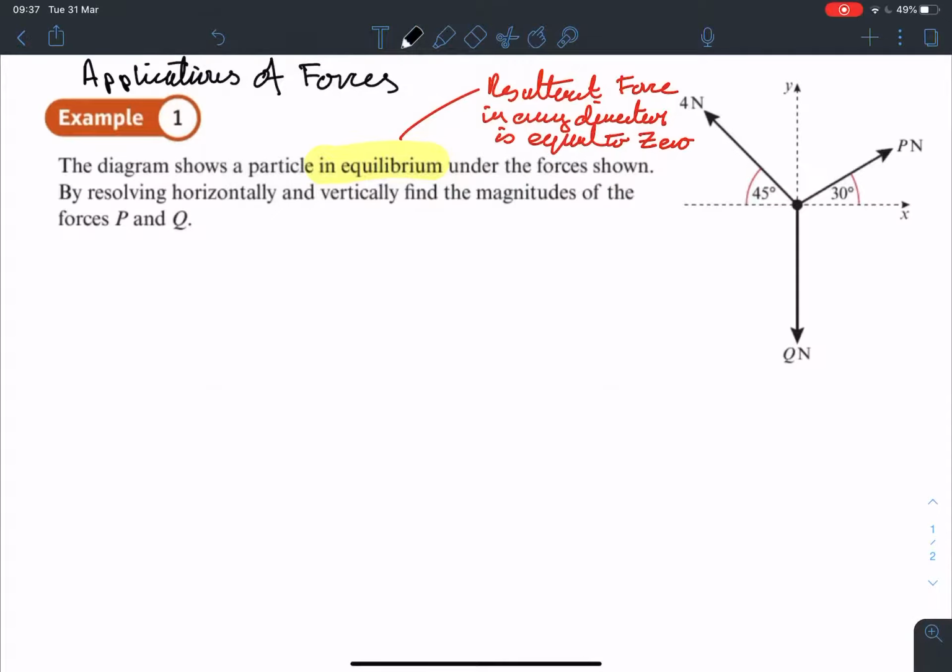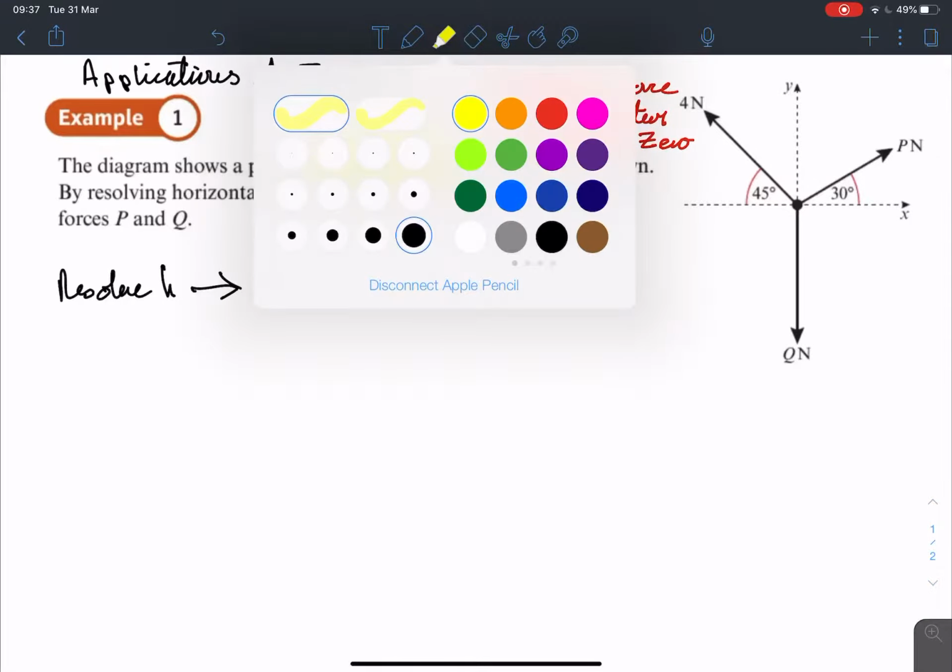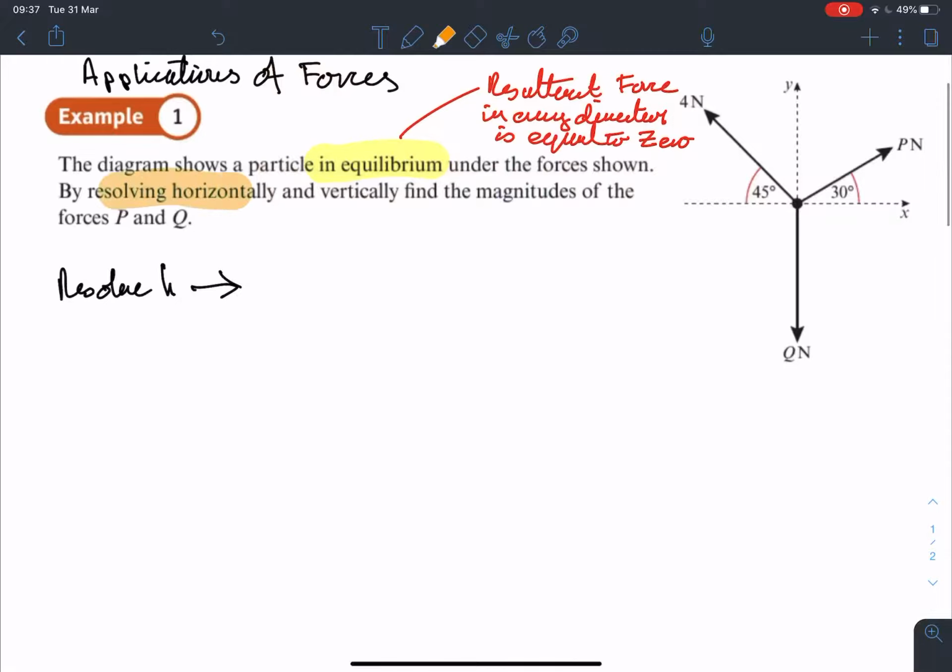So the first thing we're going to do is resolve horizontally, taking to the right as positive, so that's from the question. It's what we've been asked to do. Resolving horizontally, what are we going to get? Well, the first thing that we have to do at that point, go on, David, what would that be? Yeah, you're right. Break down the forces into their components.